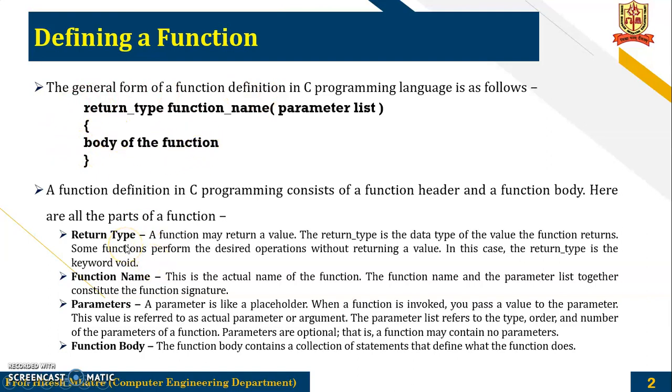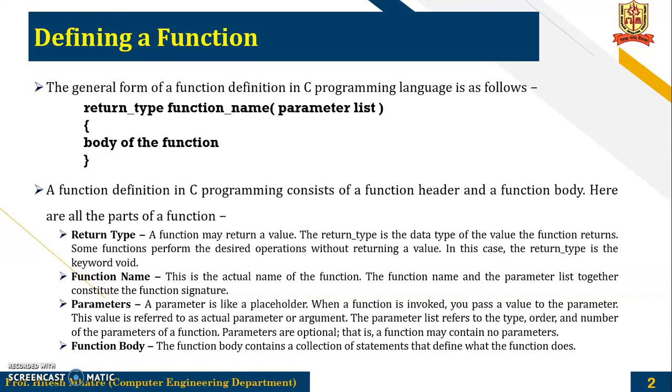Here, the return type is nothing but a function may return a value. A return type is a data type of the value the function returns. Some functions perform the desired operation without returning a value. In this case the return type is void. So if a function is not returning any value, specify the type as void, or if you specify anything other than void, like integer, character, float, double, that is the value that will be returned from the function after the execution. The function name is nothing but the actual name of a function.